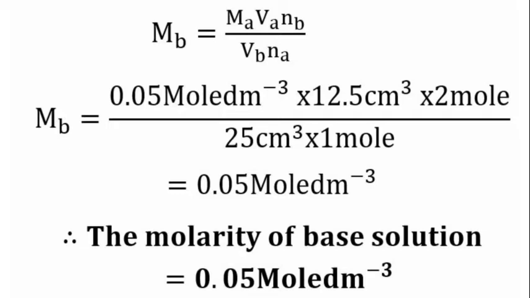Molarity of acid times volume of acid, 12.5, times 2 moles of base, divided by volume of base, which is 25, times 1 mole of acid. The value of molarity of base is 0.05 mole per decimeter cube. That is procedure number 2.